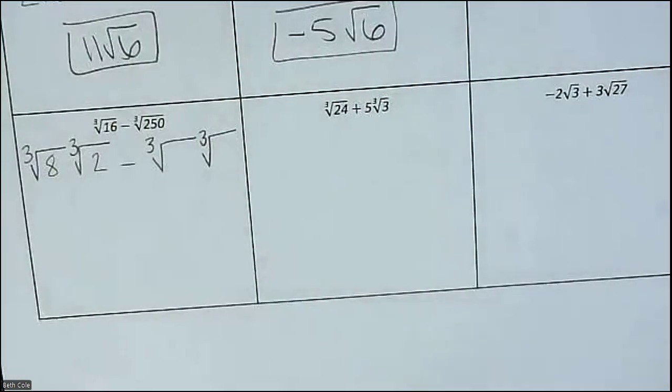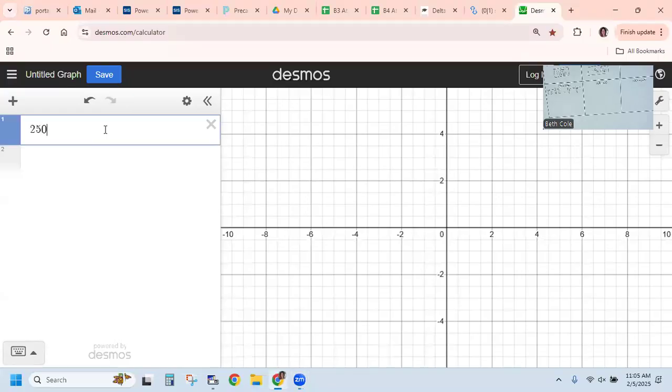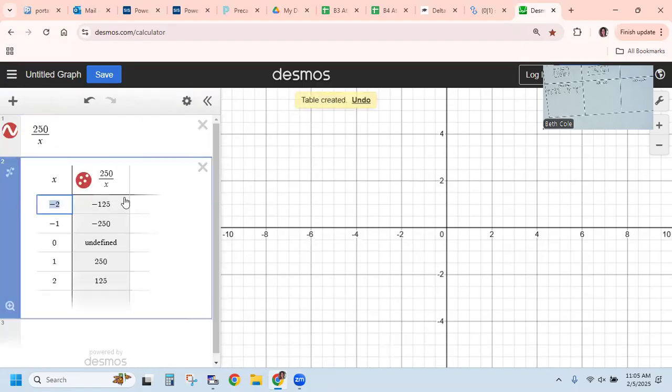I will pull up the calculator for this one because I don't really expect that you're going to be able to do it for 250. Or maybe you can. Look at that. 250 divide by x, make the table. Do you see it right there? Can you see it? And that's called instinct. And you all have it. You just need to rely on it. It's 125 times 2.